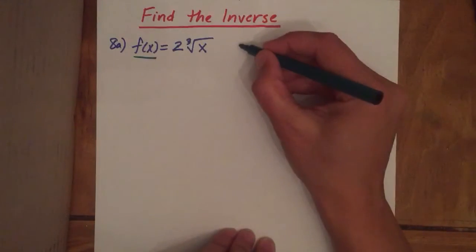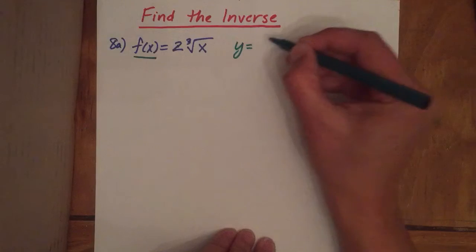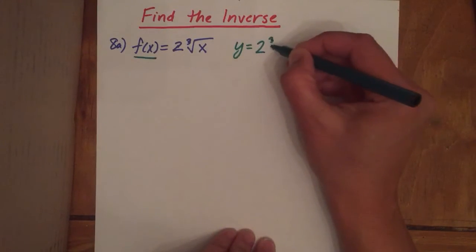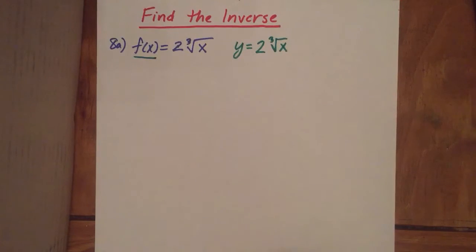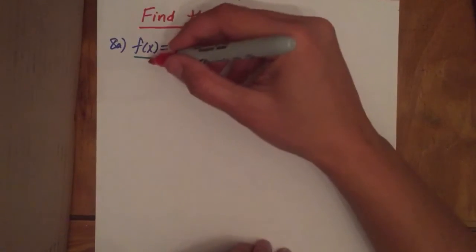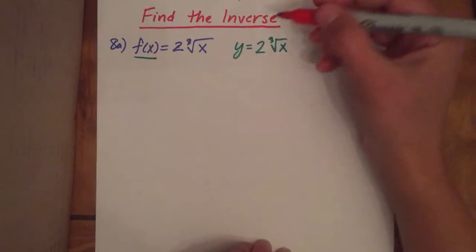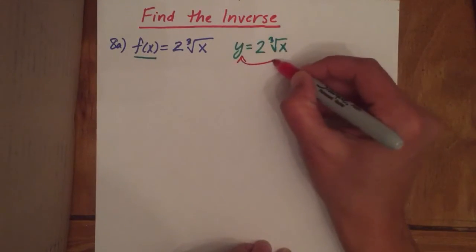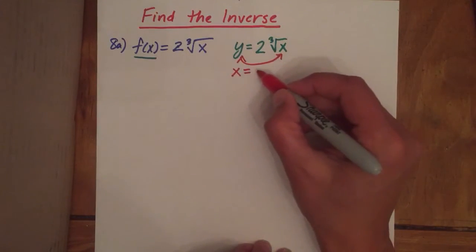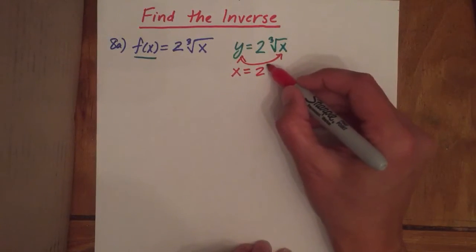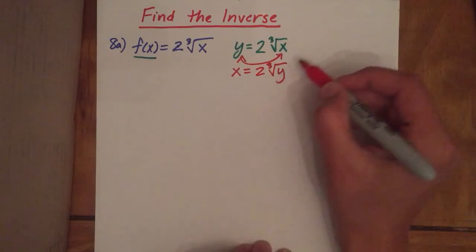f of x is the same as y, so I'm going to write that as y equals 2 times the cube root of x. All I've done is substitute the y in for f of x because they're the same thing. Now to find the inverse, you switch the domain and range, so I'm going to flip-flop the x and y. So I'm going to write this as x equals 2 times the cube root of y.